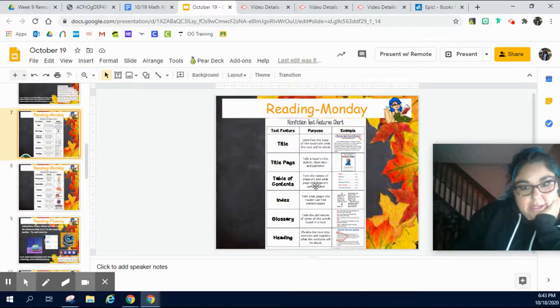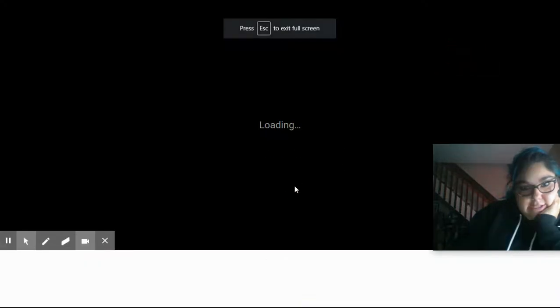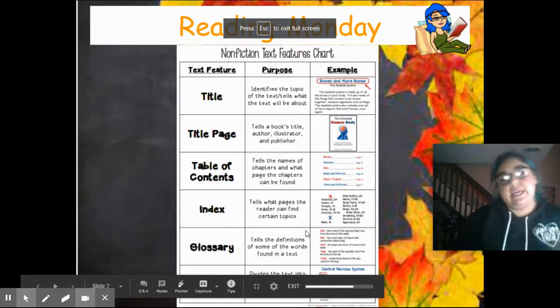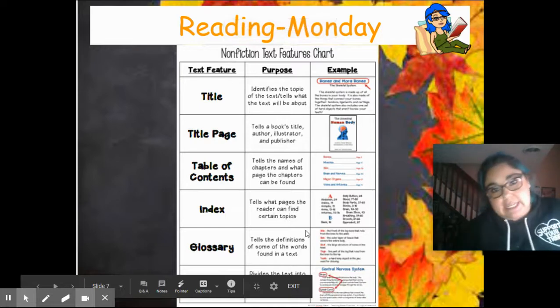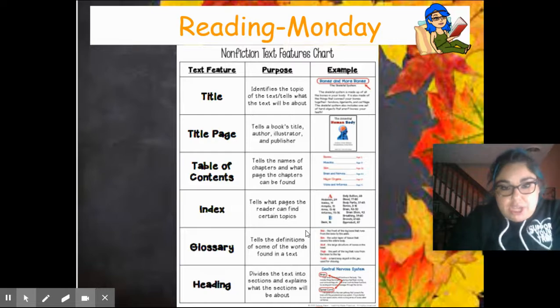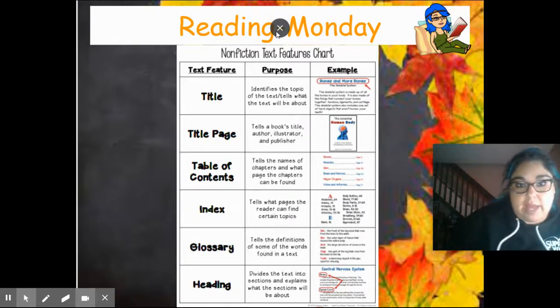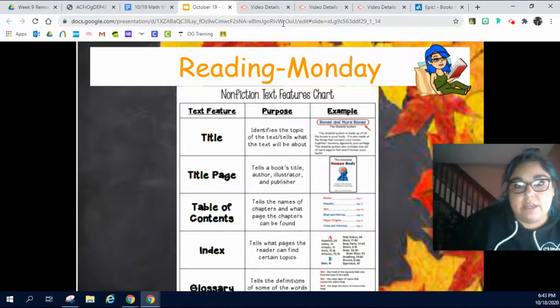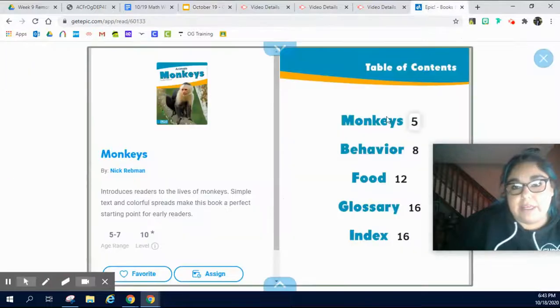Then we go back to here and we see that there's the table of contents. The table of contents tells the names of chapters and what page the chapters can be found on, okay? So let's look at our book in Epic. This is the table of contents. It tells us what page each thing is on, okay?